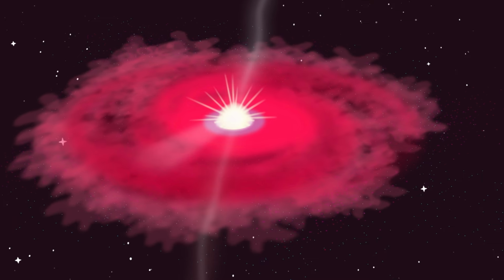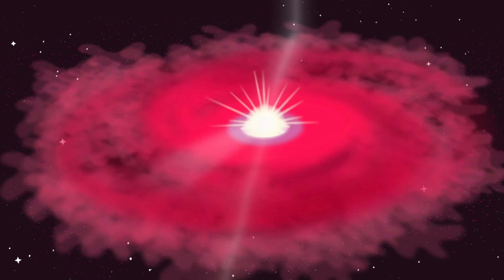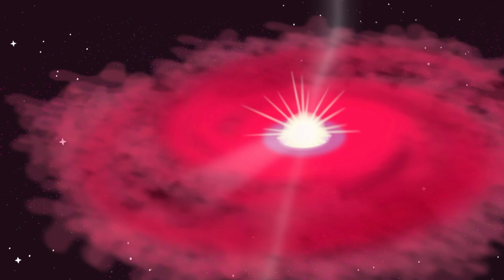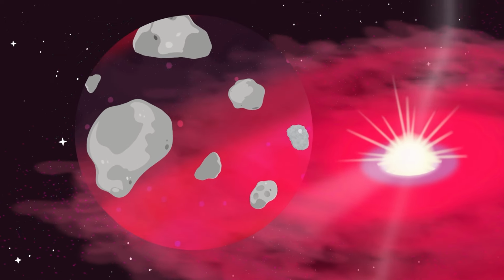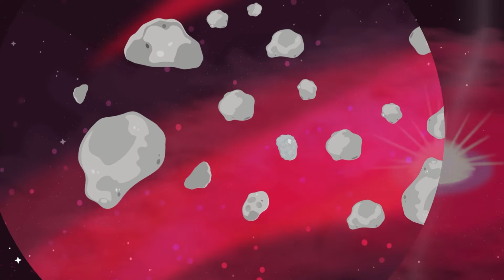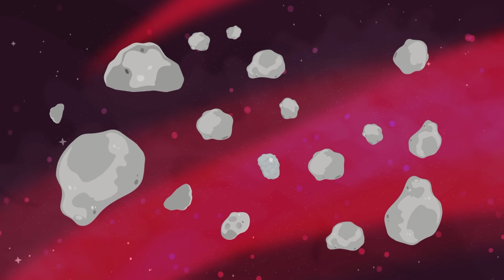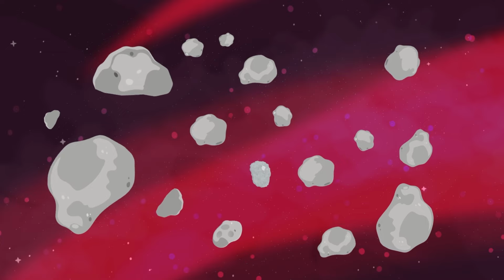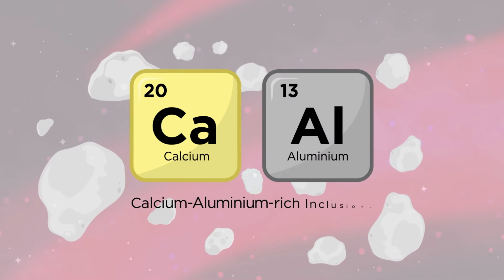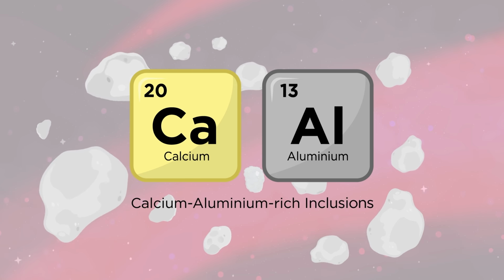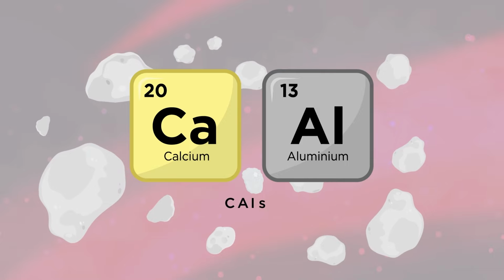As that grand process of star formation was occurring, an environment near the young Sun existed where gas was cool enough to condense the solar system's first solid materials. Because these solids condensed from a very high temperature, they contained lots of refractory elements, such as calcium and aluminum, earning them the not-so-creative nickname Calcium Aluminum-Rich Inclusions, or CAIs.